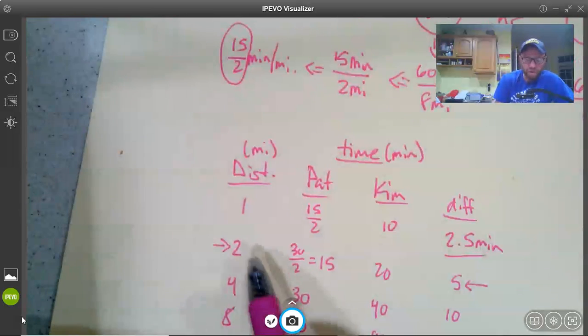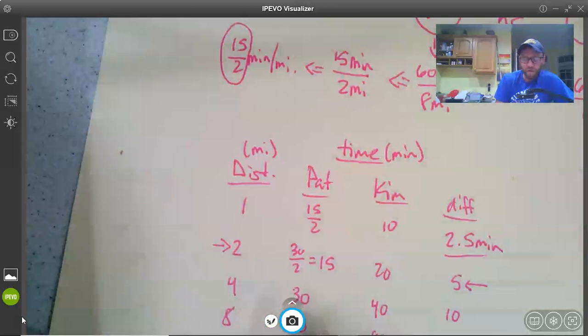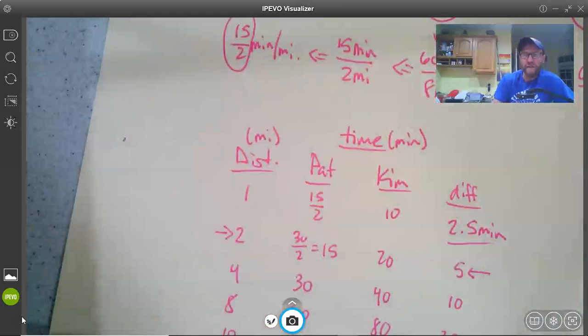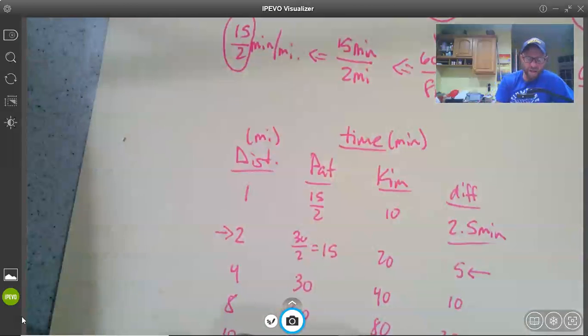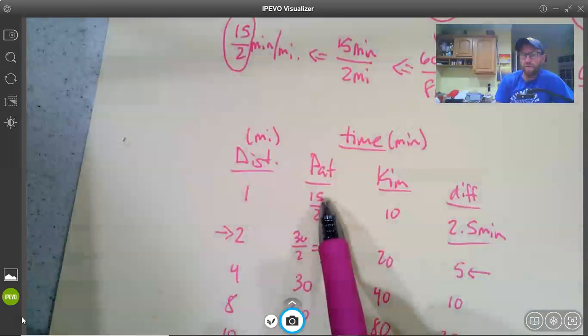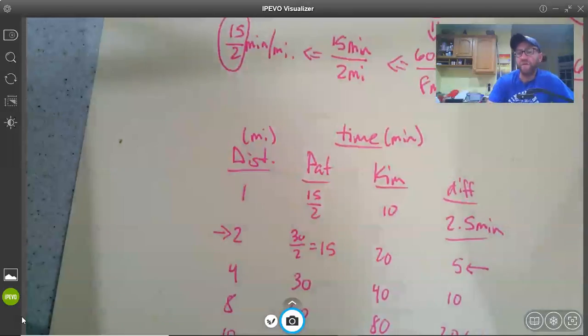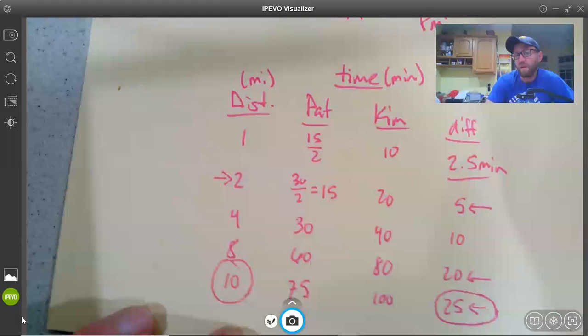And then we just tried going down the table, and we could have just gone 2, 3, 4, 5, 6. But I was pretty sure at 2.5 we didn't have to quite go that slow. So I was kind of moving a little bit faster through the table. And eventually we got to 10 miles. So at 15 halves minutes per mile, that gives us 75 minutes. And at 10 minutes per mile, it gives us 100 minutes, which is the difference of 25 that we were looking for. So the race is 10 miles long. All right.